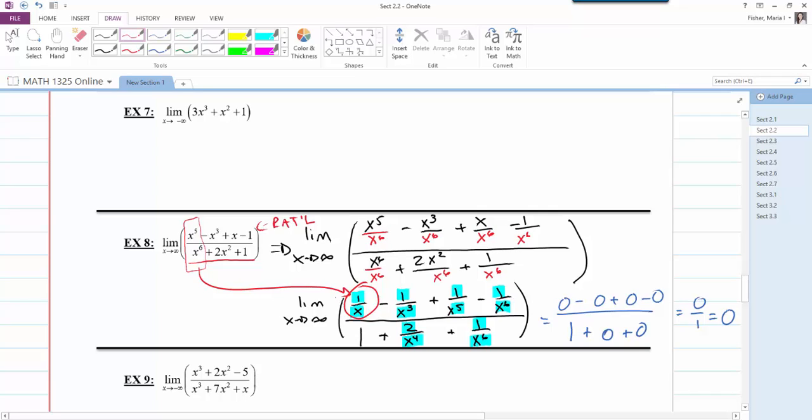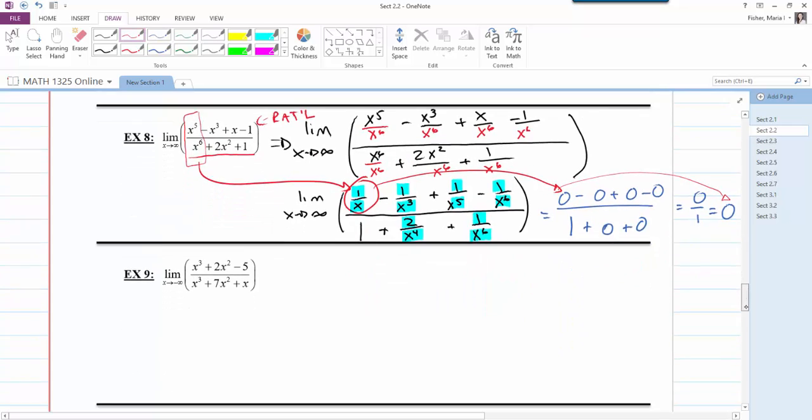Well, what's the limit as x approaches infinity of 1 over x? Well, that's going to be 0. And that's going to determine the whole entire thing for us. And that's going to give us our answer of 0. Let's do number 9, and I promise we'll come back to number 7.